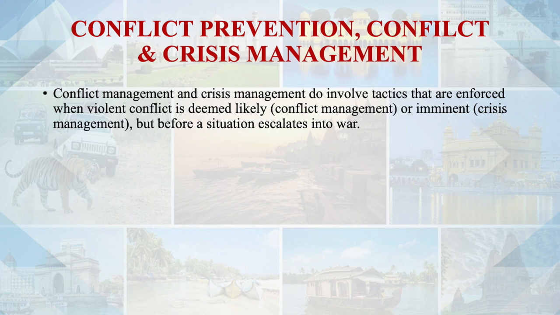So conflict management and crisis management do involve tactics which are enforced when violent conflict is deemed likely or imminent, but before the situation escalates into war. Let me repeat: when the conflict situation exists but has not reached the escalation level of war, then violent conflict is deemed likely, and that is conflict management. When it is imminent, it is known as crisis management, before the situation goes out of hand and reaches the level of war.